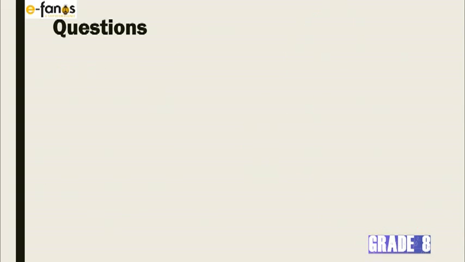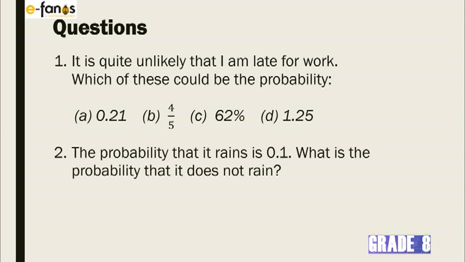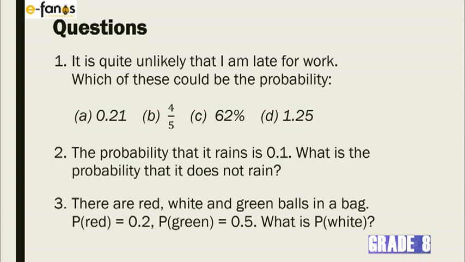Try these questions. It is quite unlikely that I am late for work. Which of these could be the probability? 0.21, 4/5, 62%, 1.25. The probability that it rains is 0.1. What is the probability that it does not rain? There are red, white and green balls in a bag. The probability of red is 0.2. Probability of green is 0.5. What is the probability of white? Pause the video whilst you work out the answers.